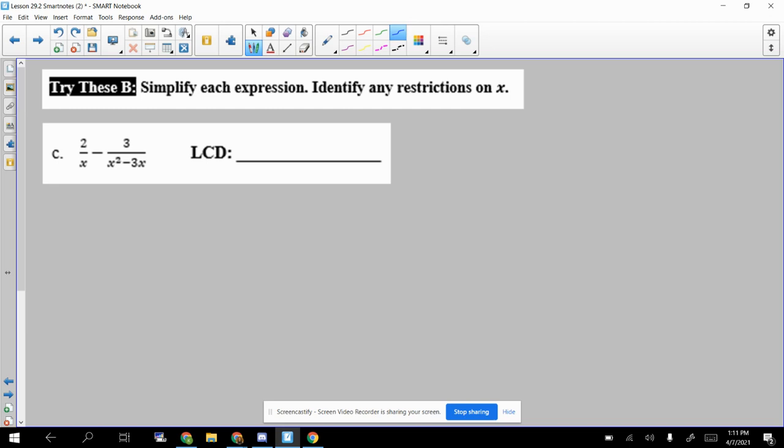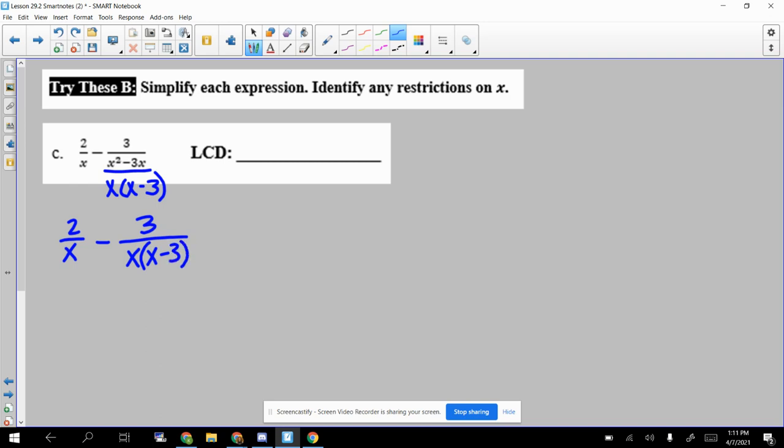Okay, so step 1 is to factor your denominators. This one's already factored. We're good to go. But this one needs to be factored. We can take out a GCF of x, and we're left with x minus 3. Now if we go ahead and rewrite this as 2 over x minus 3 over x times x minus 3.